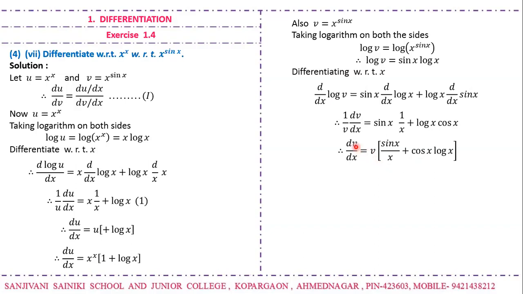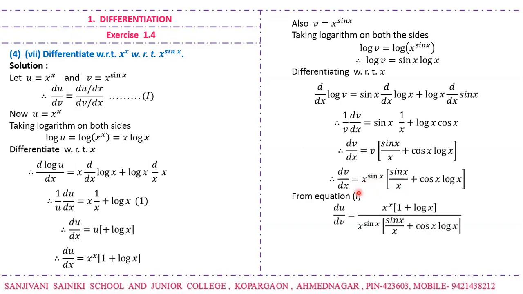So what we got, dv by dx is equal to v in bracket sin x upon x plus cos x log x. But what is v? v is x raised to sin x. So using equation 1, we will put both these values in equation number 1 and simplify. You get du by dv is equal to x raised to x minus sin x into 1 plus log x upon sin x upon x plus cos x log x.